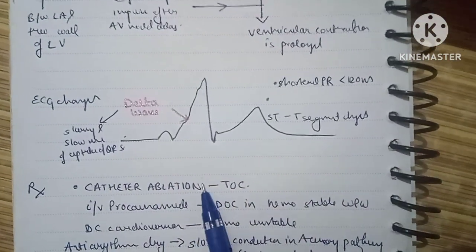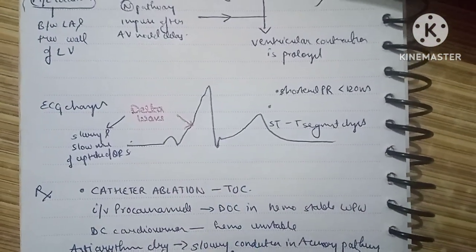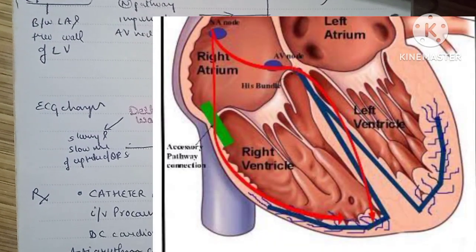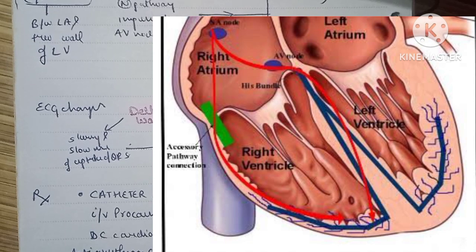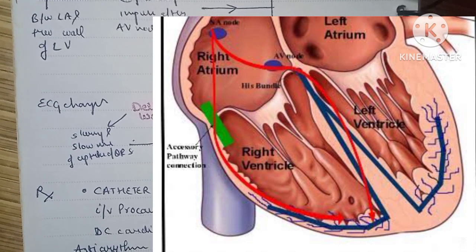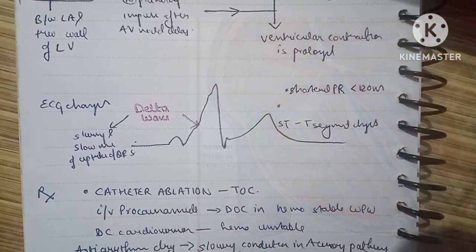Treatment includes catheter ablation, which is the treatment of choice. You see in this image we reach through the inferior vena cava or the superior vena cava up to the heart, and then in the heart we ablate this abnormal tract.